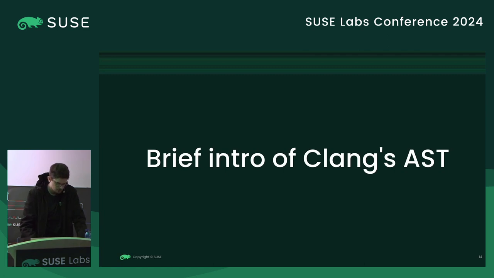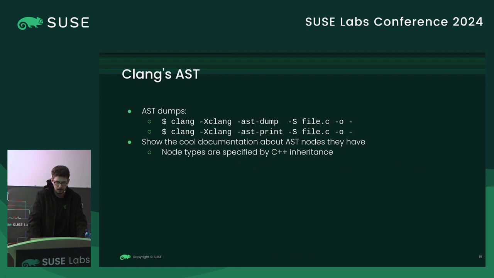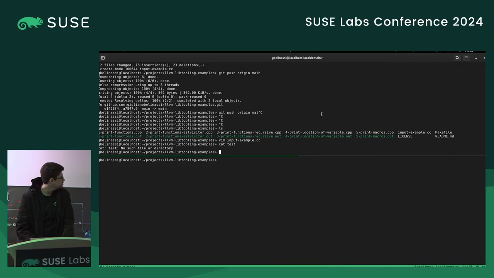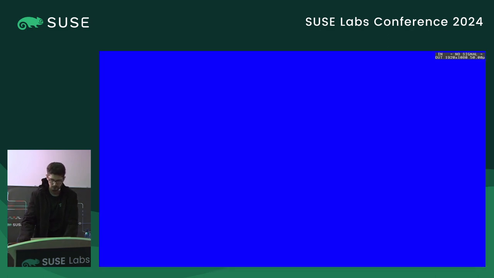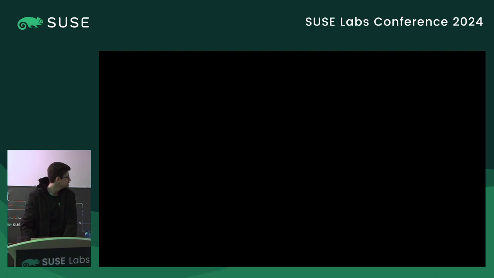Okay, so I will try my best to present how the AST works on clang. We have these two commands here, and I will show what they do. The first thing I want, can you see the terminal? Okay. Oh, great.